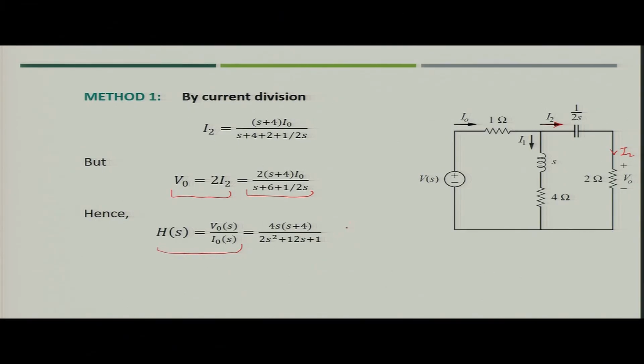So, in this particular case we used the current division method, that is our first method of finding the transfer function, where we use various circuit analysis techniques. So, with this we get the transfer function of the circuit.